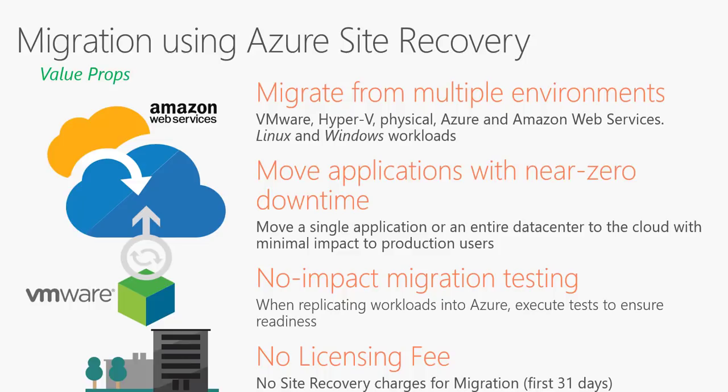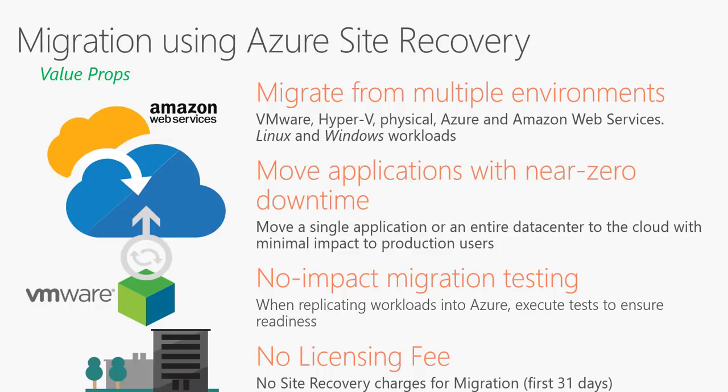Again, the ability to migrate from multiple environments, heterogeneous support here across VMware, Hyper-V, physical machines, Azure to Azure, as well as third-party hosted and third-party public cloud providers like AWS, ability to do migrations from AWS into Azure, and all these across Linux and Windows workloads. ASR also providing that ability to migrate these applications with near zero downtime and with zero data loss. So the ability to move either a single application or even an entire data center to the cloud with very minimal impact to production use.